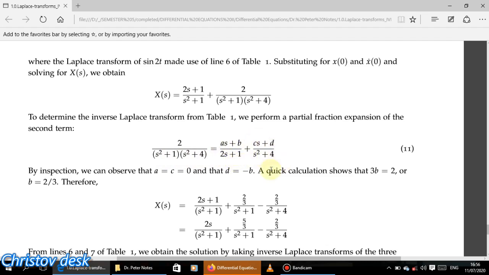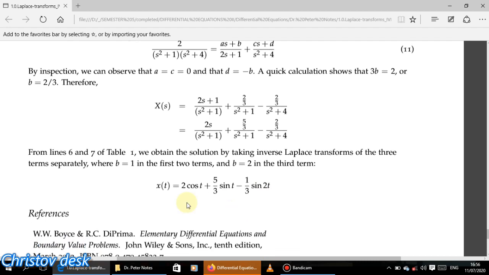I think going through that gives you the whole of that, and then we end up getting our capital X of s as that.